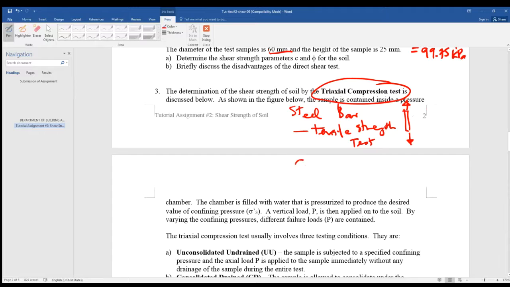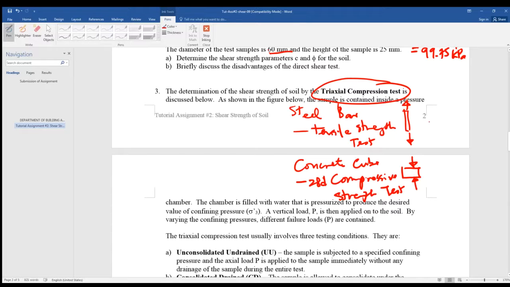And what about for concrete? You got a cube, right? A concrete cube, and then you apply the compression, and then you will obtain the 28 days compressive strength test, right? Is that true?